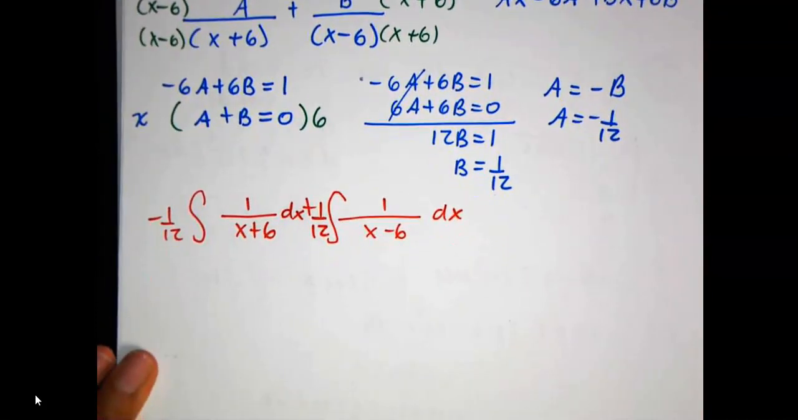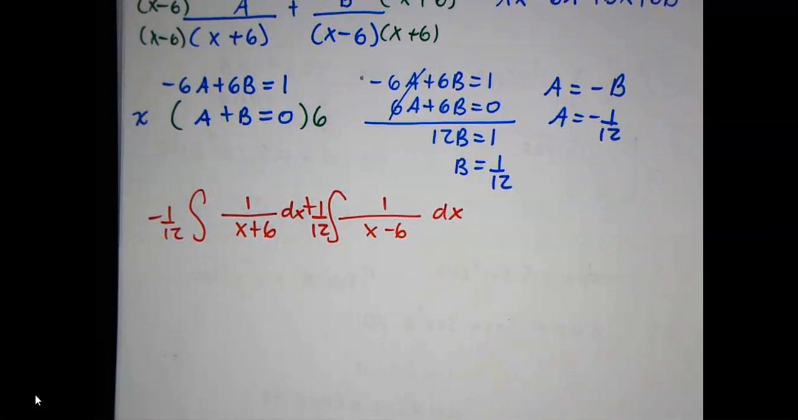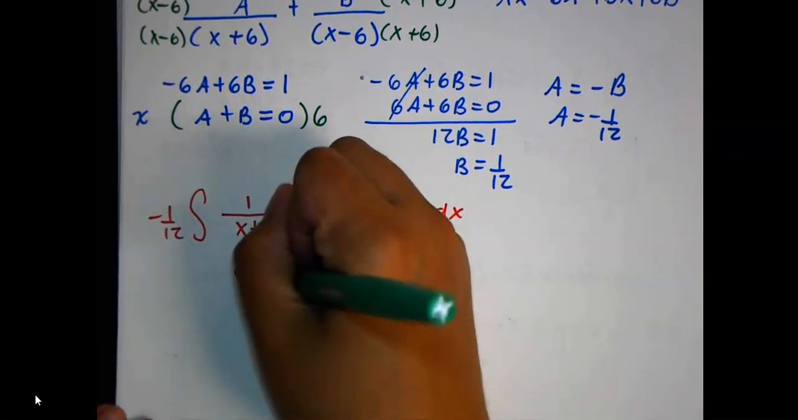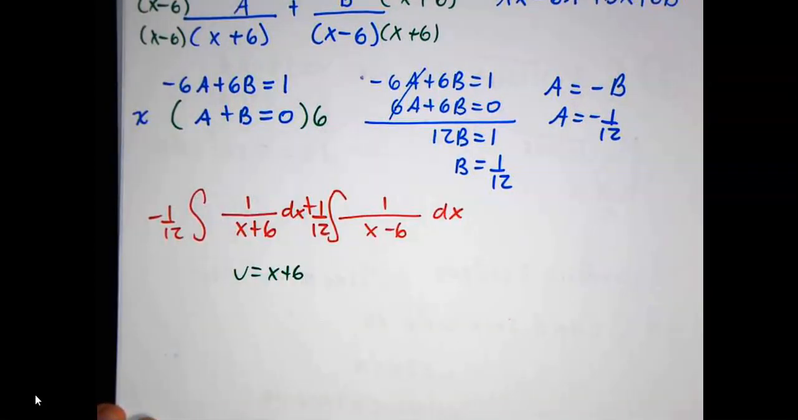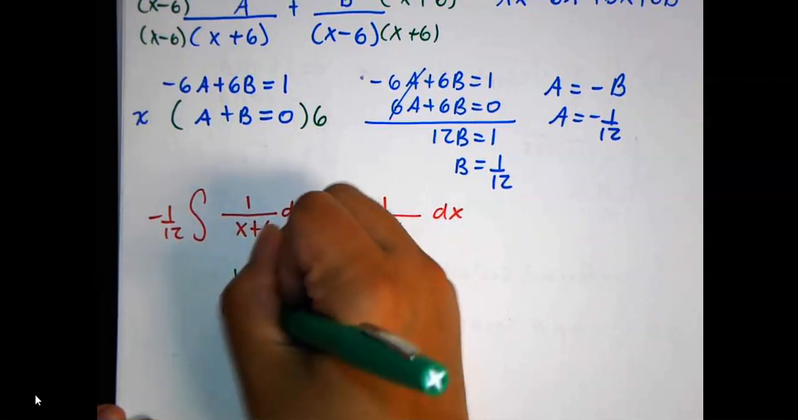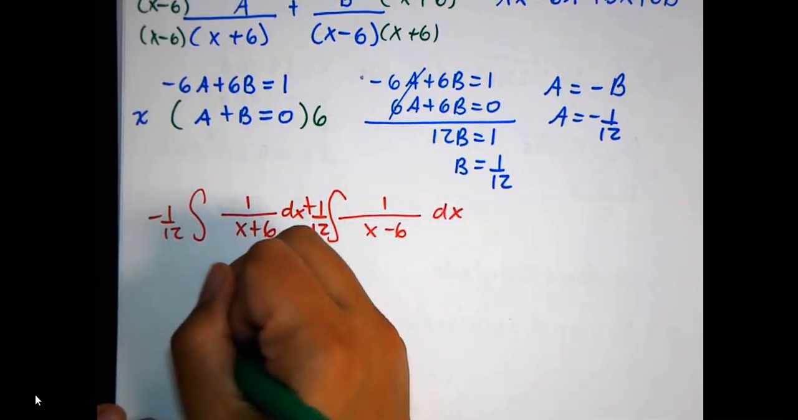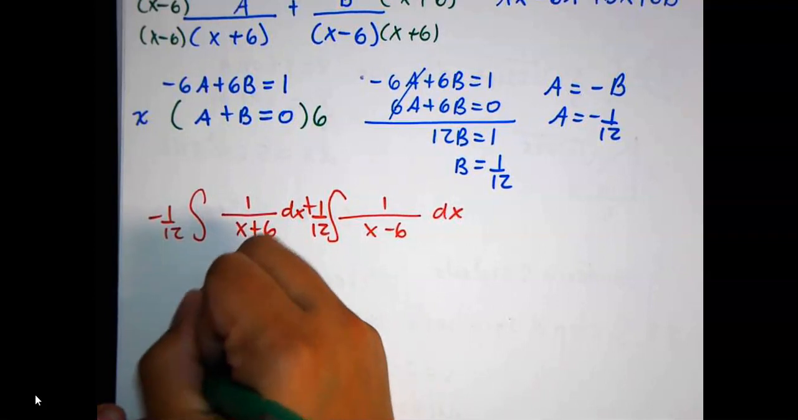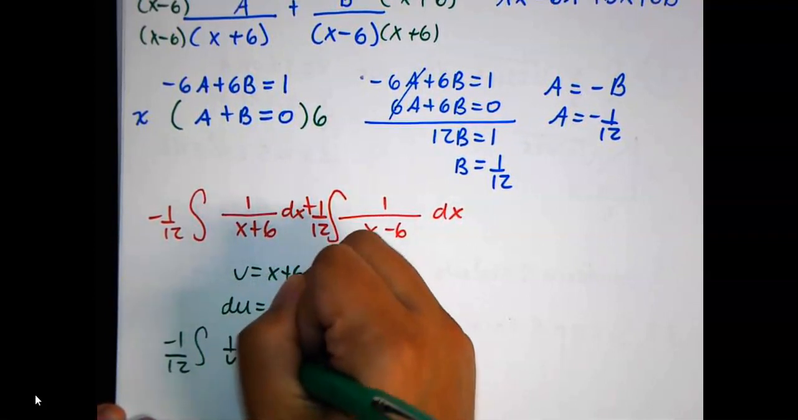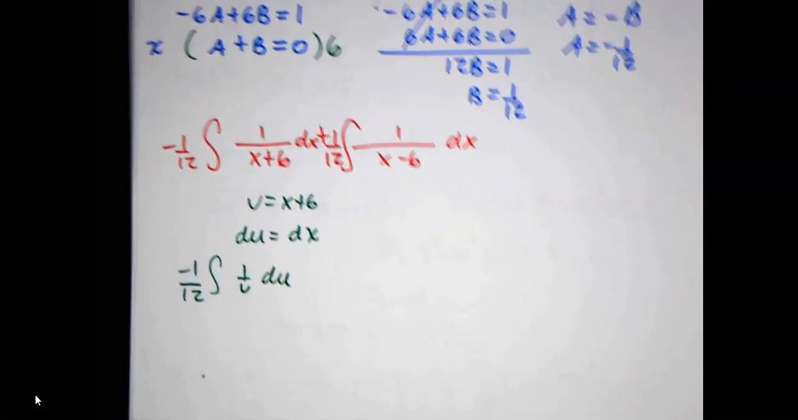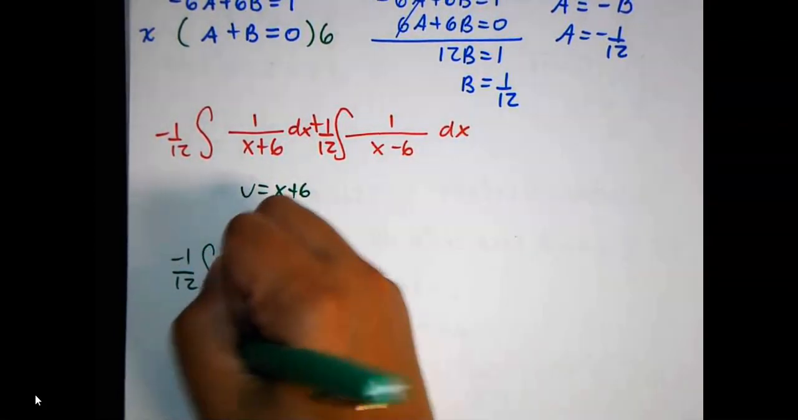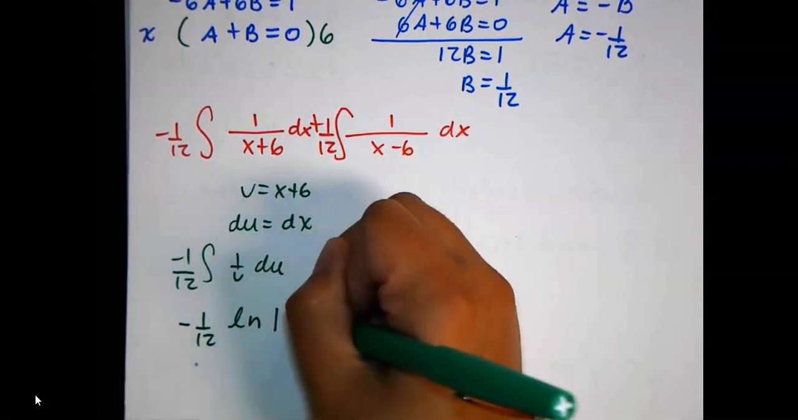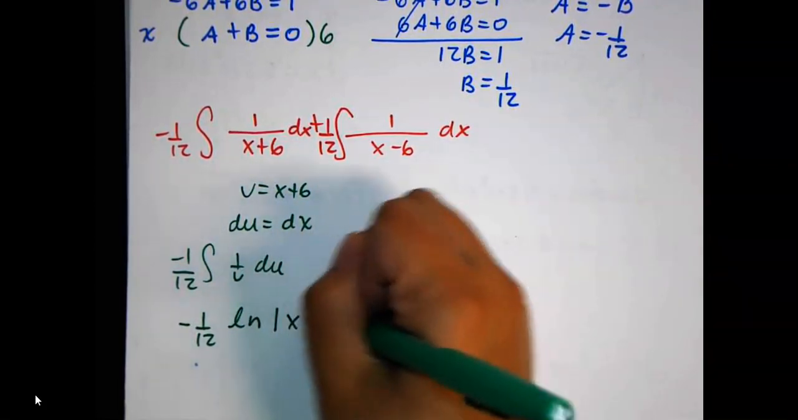Okay. And now I integrate this right here. I'm going to use a u substitution. I'm going to let u be x plus 6 for this case. The derivative would just be 1 dx. So then we have the integral of 1 over u du, which will be natural log. So we have negative 1 over 12 natural log of u, but remember that u is x plus 6.